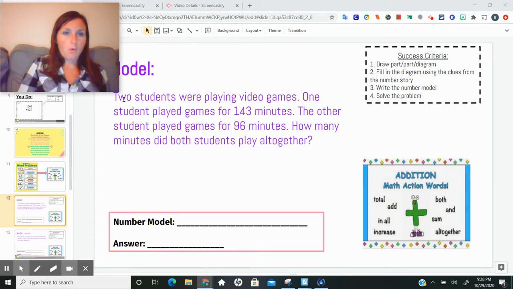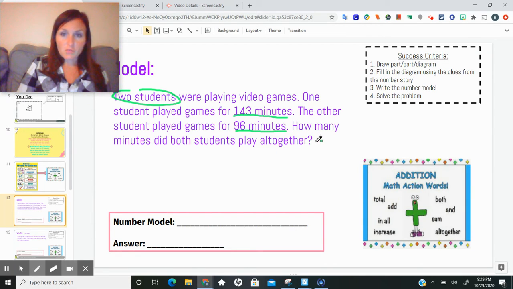Let's read the whole problem. It says right here, there are 2 students playing video games. So I'm thinking these 2 students. One student played video games for 143 minutes. Wow, that's a long time. The other student played games for 96 minutes. Not quite as long, but still pretty long. How many minutes did both students play all together?